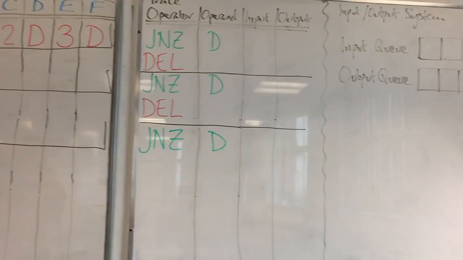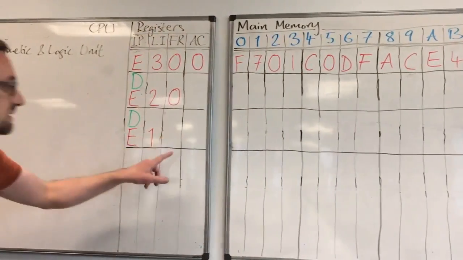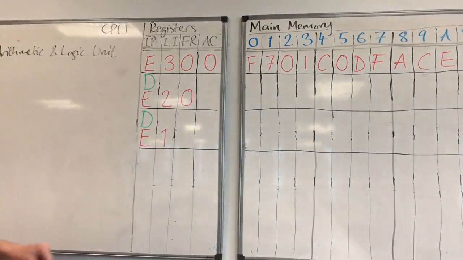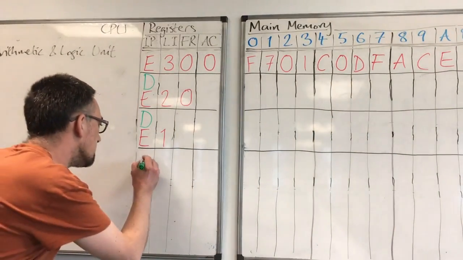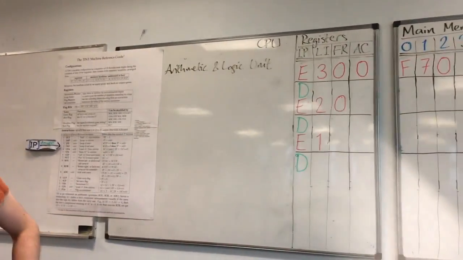Now what does that do? Well, we'd better check whether the 0 flag is set, and it's currently clear, which means that we do jump to D, and we're ready for the next instruction.